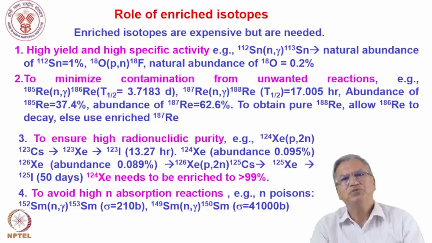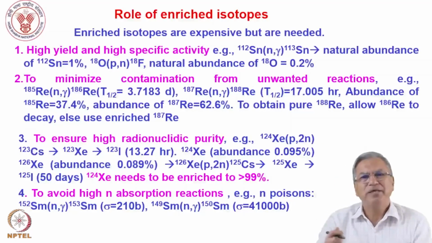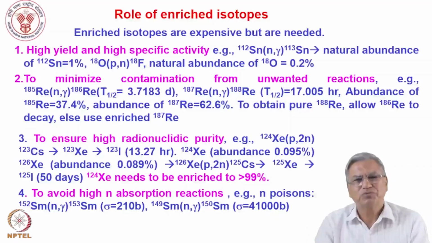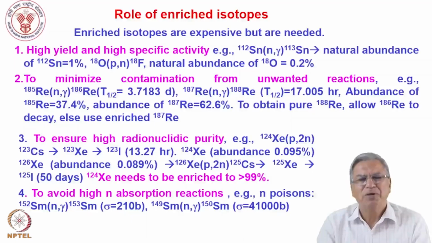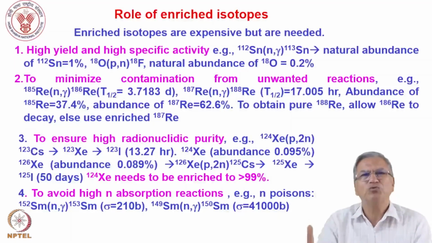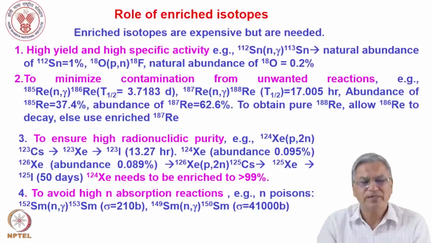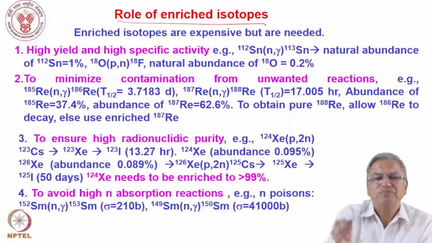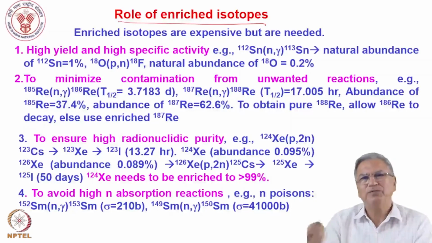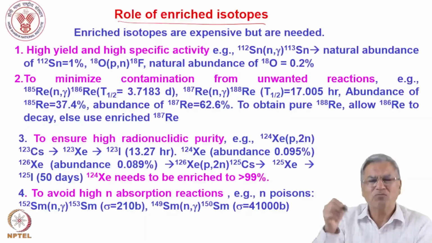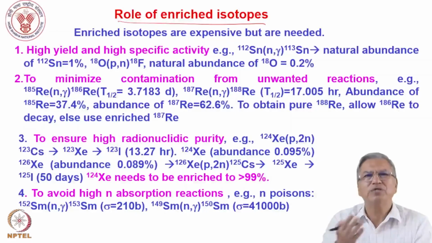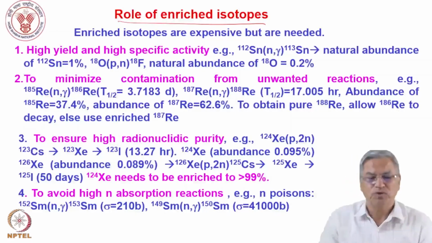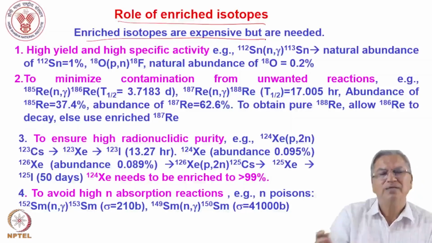Now, many elements have multiple isotopes, and you want to produce a particular isotope by N-gamma or charged particle, but there will be side reactions. Other isotopes also will interfere. They will produce other activity which may not be required. And so at that point of time, you need to have enriched isotopes. So if an element has got multiple isotopes, and you want to irradiate a particular isotope, you need to get rid of the others which are not useful. So enriched isotopes are required.